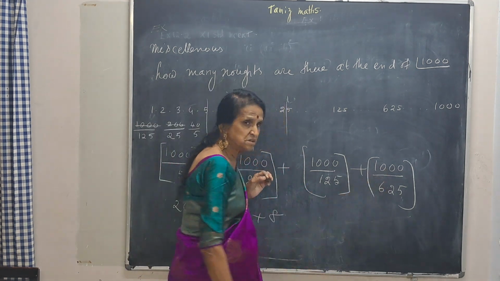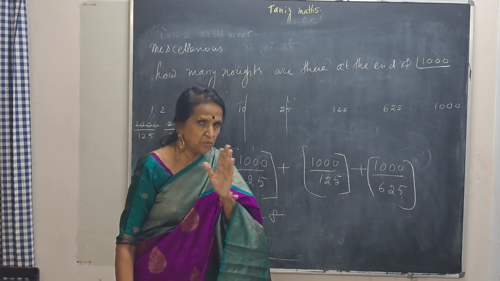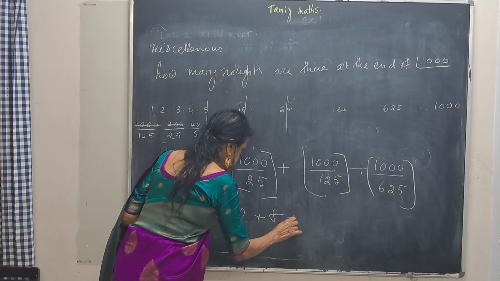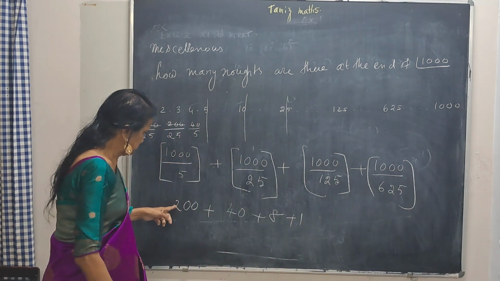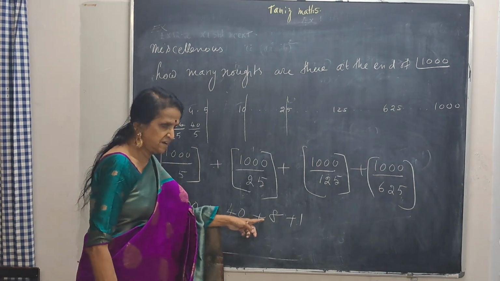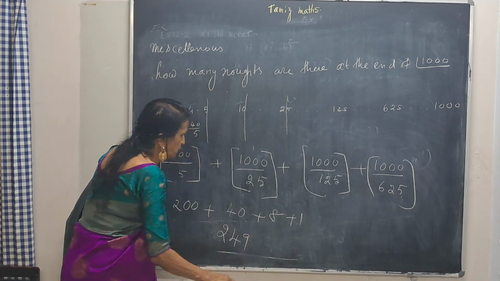And what about this? The greatest integer will be only 1. There will be some remainder, but we are not bothered about the remainder. We are bothered only about the greatest integer. So plus 1. So 200 plus 40, 240 plus 8, 248 plus 1, 249.